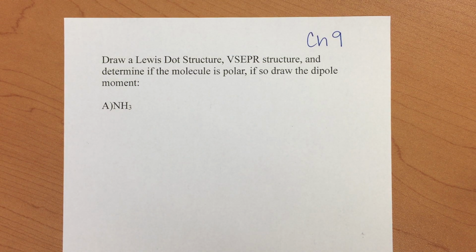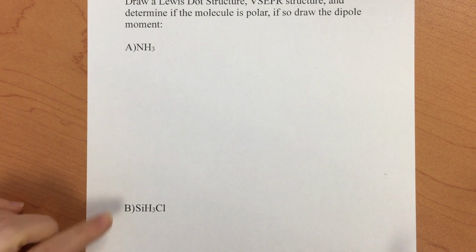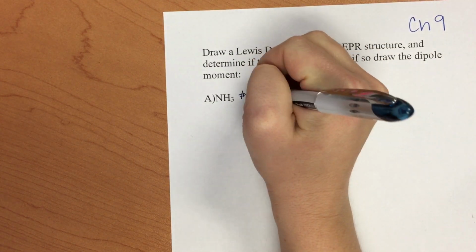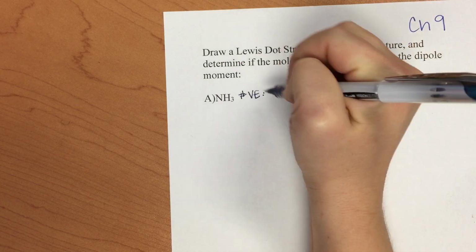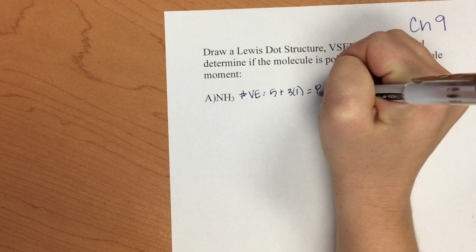In this example, we want to draw a Lewis-Dot structure, VSEPR structures, and determine if the molecule is polar. So we're going to look at ammonia and a silicon compound. So when we start with this, again, our first thing is to look at valence electrons, which for nitrogen is 5, plus 3 times 1, which gives us 8.